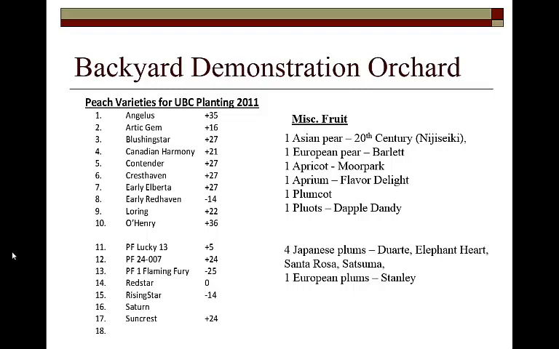Yes? What are the numbers on the sign? This number right here makes reference to Red Star, which is kind of the standard peach variety that they compare things to. So if it is a minus, like the Rising Star, it will come on 14 days earlier than the Red Star. And something like the O'Henry will be about 36 days later than the Red Star. So what we're trying to do here is show you some varieties you could put in. If you had a big enough place, you could put in these 18 varieties and have peaches all summer long. Okay.